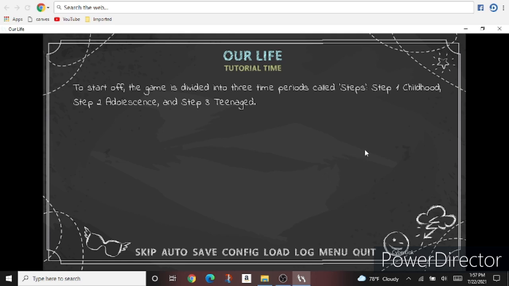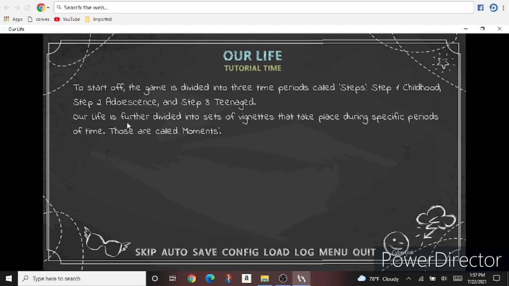To start off, the game is divided into 3 time periods called steps. Step 1, childhood. Step 2, adolescence, and Step 3, teenage. So yeah, we start off in Step 1.